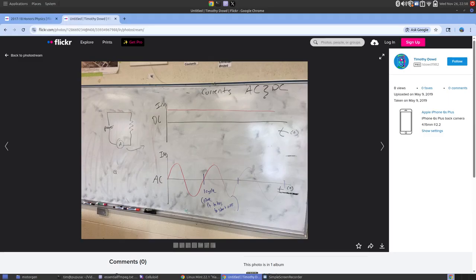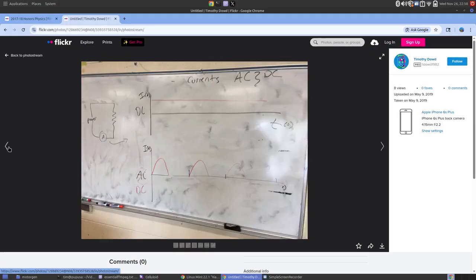So the simplest way to make a DC current would be to literally just hack off half the cycle. Just literally delete the bottom half, disconnect the circuit during the bottom half. This actually is a DC current.